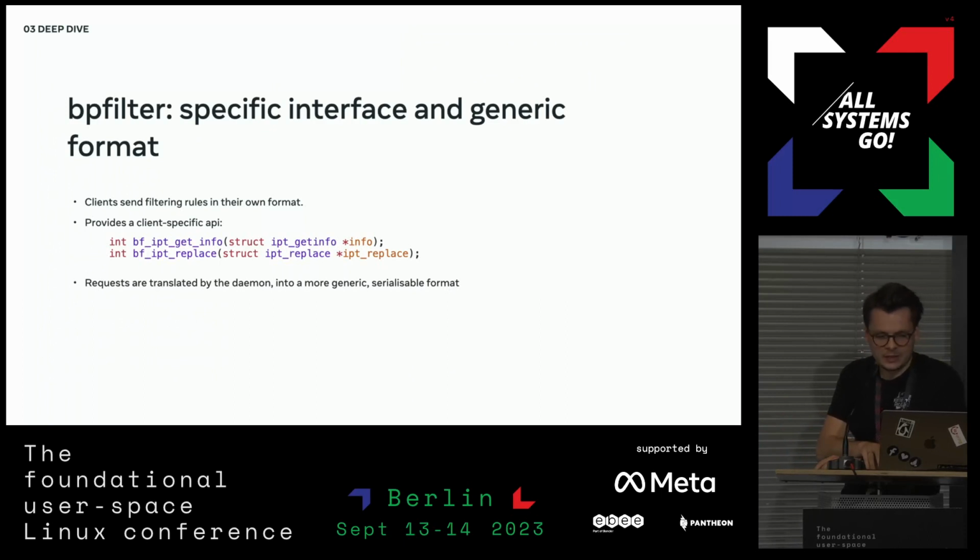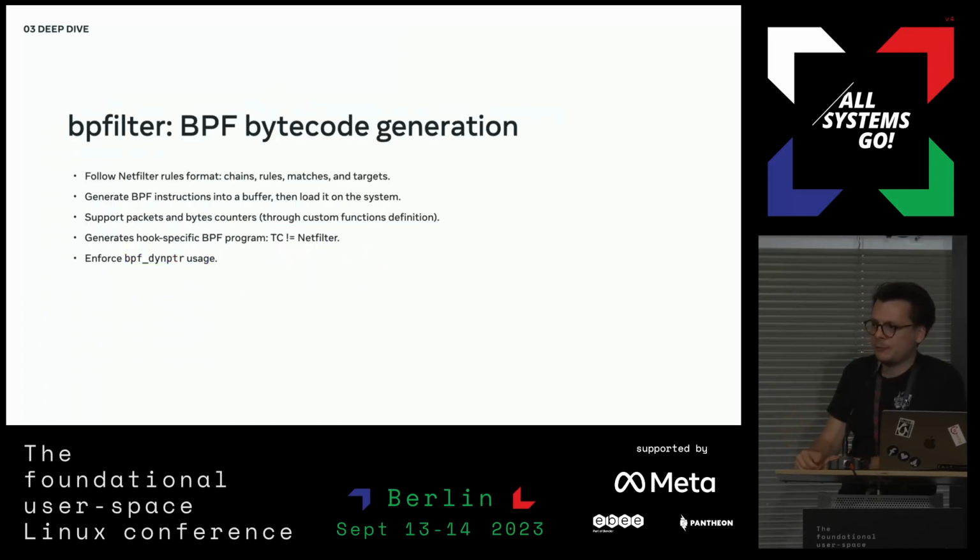So once the data is in a generic format in the daemon, we'll go to the BPF bytecode generation. So that's the part basically where we write into a buffer BPF instructions one after the other, which are quite similar to assembly instructions. We'll see a bit later what it looks like, but it's very close to assembly.